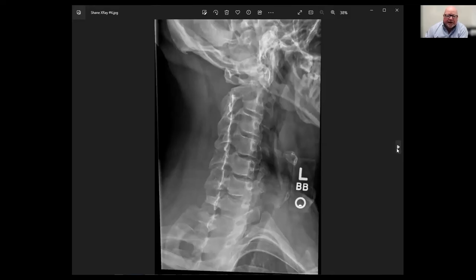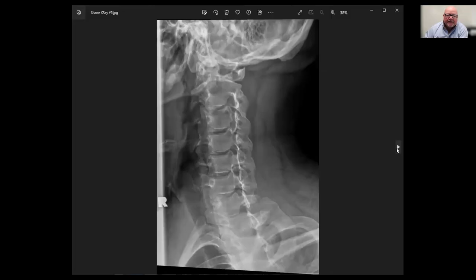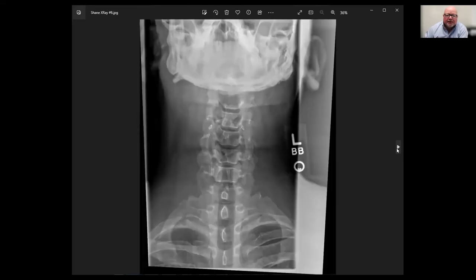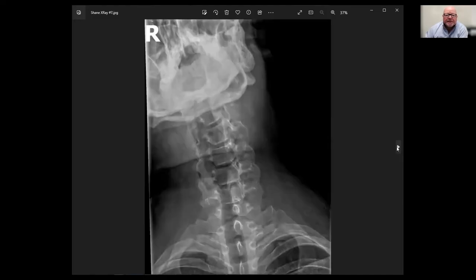Left oblique looks fine. Not seeing anything there. Holes are pretty good. And right oblique looks fine. And we go to the AP. Just a little bit of head tilting, but nothing organically I see here. Facets, joints, spinous process, bifid. Nothing there really to capture your attention.